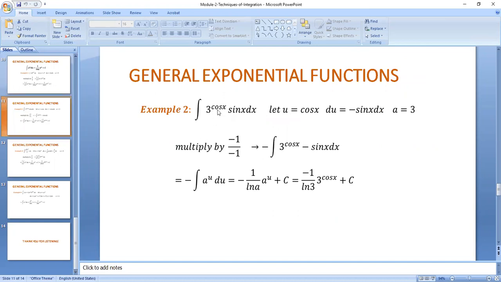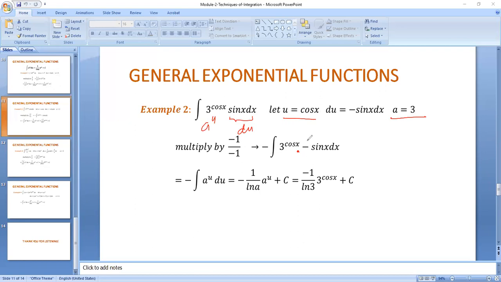Now, you have 3 raised to cosine x, times sine of x, dx. Of course, right away, you will see that this is your a raised to u. And just simply check if this will be your du. So your a is 3. Your u is cosine x. The du is negative sine x dx. What do we lack in here? Negative 1. So I'll place it here, with a dot to show multiplication. This is the negative 1 here, and this is the other negative 1 outside.